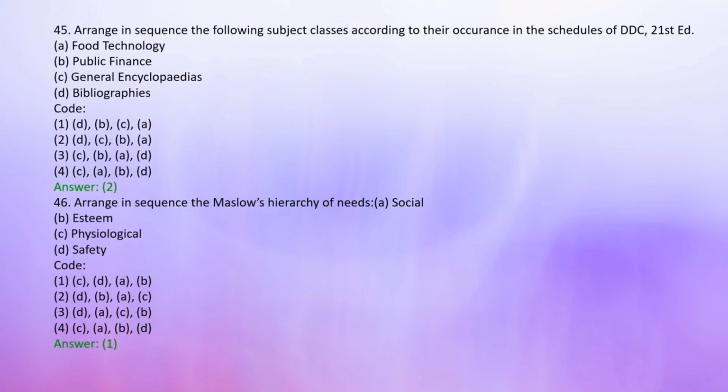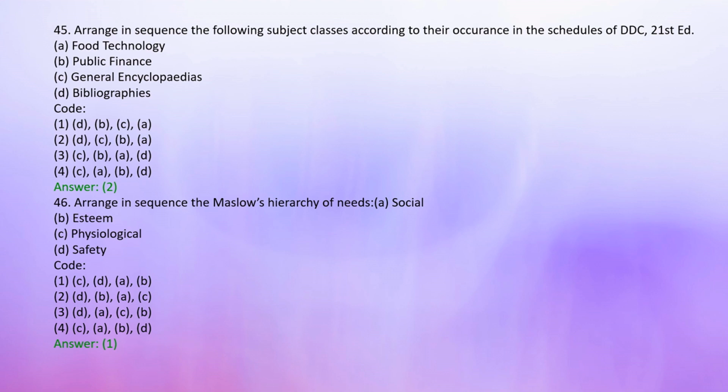Number 45. Arrange in sequence the following subject classes according to their occurrence in the schedules of DDC 21st edition. First A. Food technology, then B. Public finance, then C. General encyclopedia, and then D. Bibliographies. And correct answer is number 2, means first bibliographies, then general encyclopedia, then B. Public finance, and then A. Food technology.